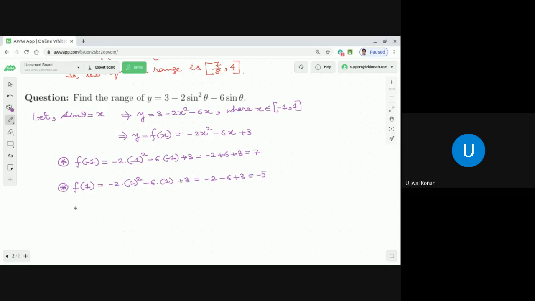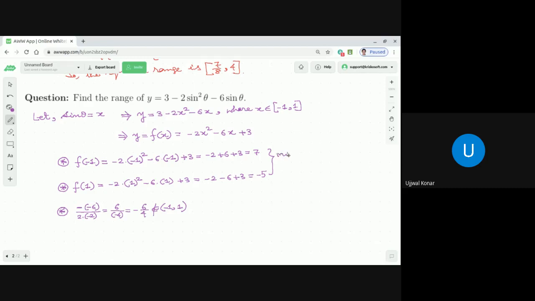Before finding the value of f(x) at x equal to minus b by 2a, first we find minus b by 2a. Minus b becomes minus of minus 6, divided by 2 into a. 2 into a is 2 into minus 2, correct or not? So that is 6 by minus 4, which is minus 6 by 4, which doesn't belong to the open interval minus 1 to plus 1, because minus 3 by 2 is less than minus 1, correct or not? So we don't need to find the value of f(x) at x equal to minus b by 2a. We only need to find which is the minimum and maximum among them.